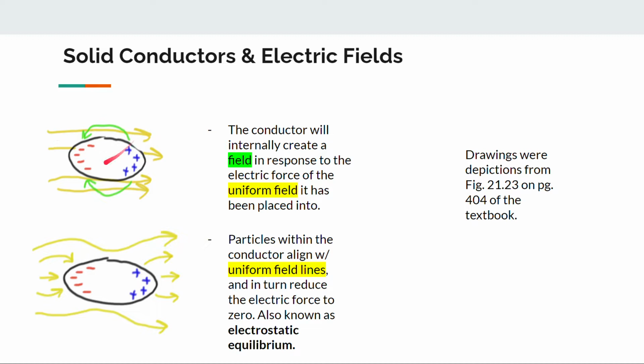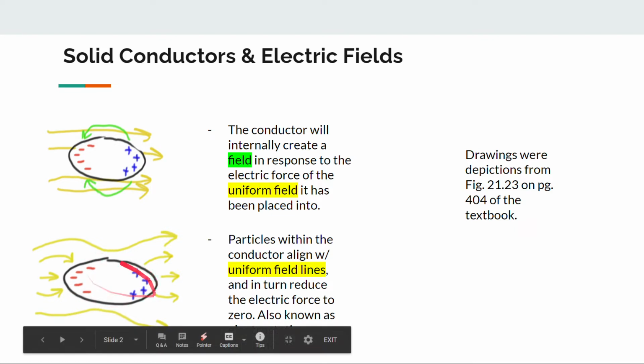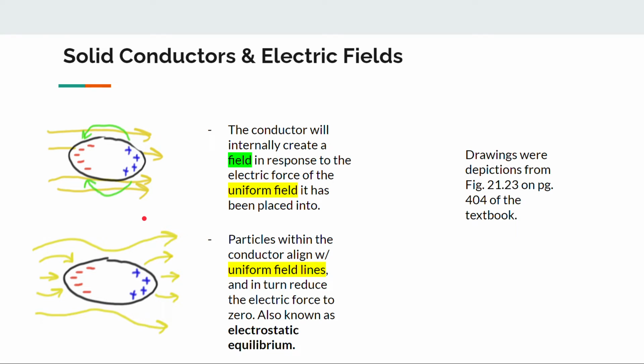So the force of these field lines upon these particles will organize them in a way that the negatively charged particles will align themselves with where the uniform field lines enter your conductor, and the positively charged ones will align themselves where the uniform field is exiting throughout. This will create a field inside of your conductor that will cancel out once it's finished reaching its final phase, where the particles within the conductor align with the uniform lines and in turn reduce the electric force to zero.